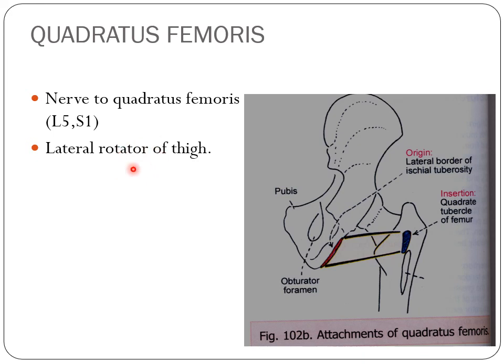The nerve supply arises conveying the fibers from the ventral rami of L4 and L5. Some authors include L5 and S1 only. The nerve reaches the muscle from the deep surface and also supplies its twin, the gemellus inferior. So the nerve supply of inferior gemellus is the nerve to quadratus femoris, and the nerve supply of superior gemellus is the nerve to obturator internus. Its action is lateral rotator of the hip joint. So they all act as lateral rotators of the thigh.